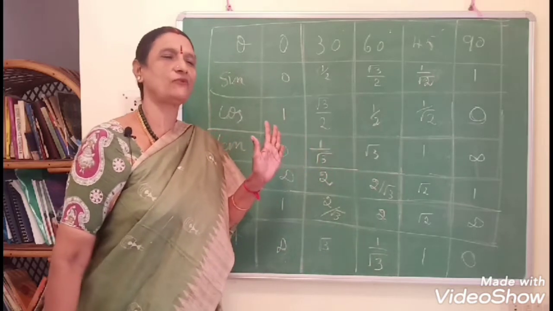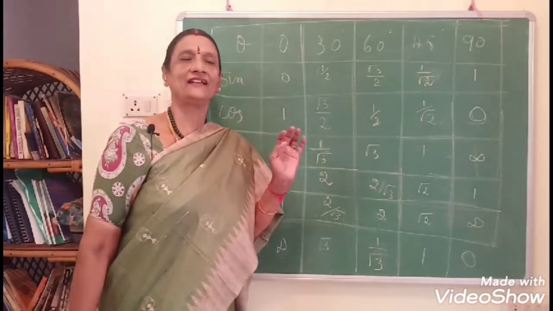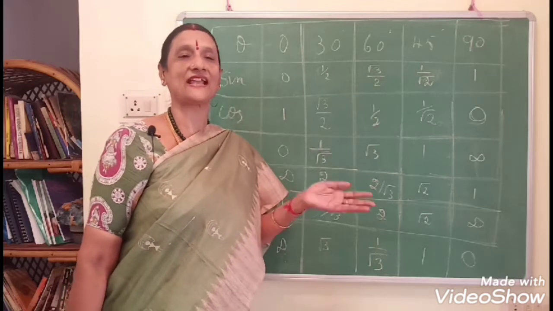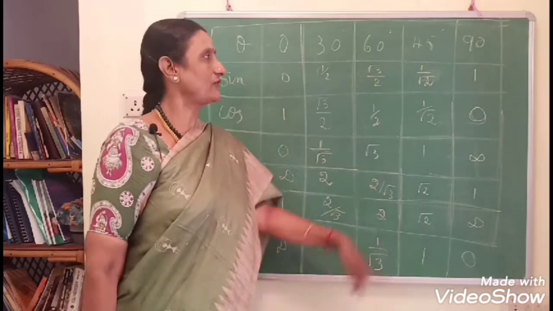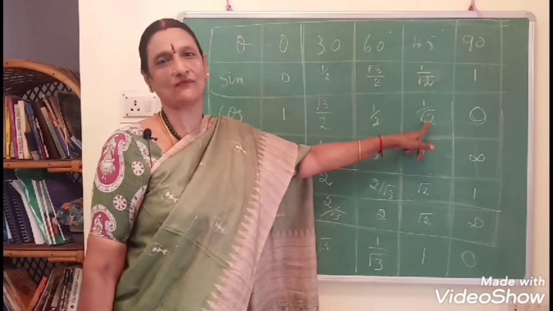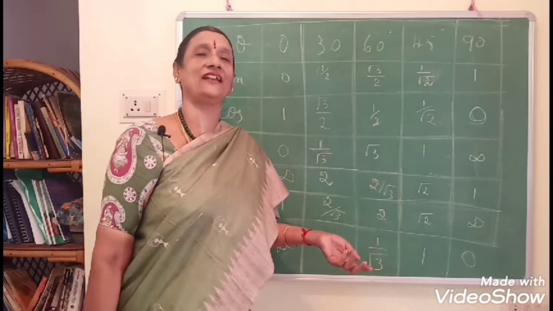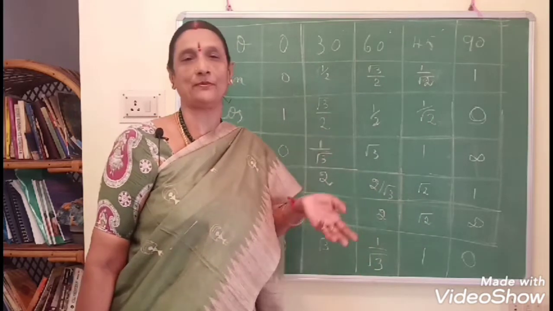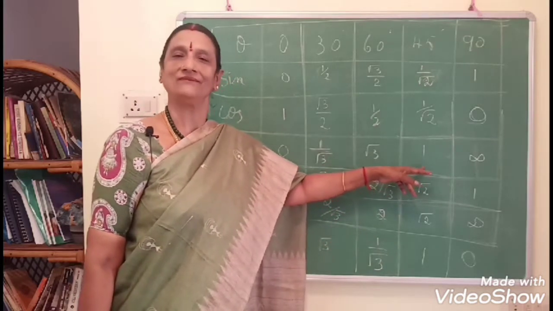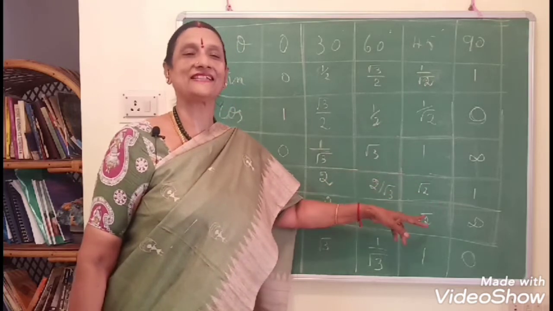Why do I say 45 is unique? When the angle becomes 45, it is an isosceles right triangle. So adjacent side and opposite side are both equal. Therefore, we get the sine and cos values to be equal. That is 1 by root 2 and 1 by root 2. Obviously, the tan value, which is the ratio of opposite by adjacent, we'll get the value as 1. And then the other ratios, cosecant and secant.